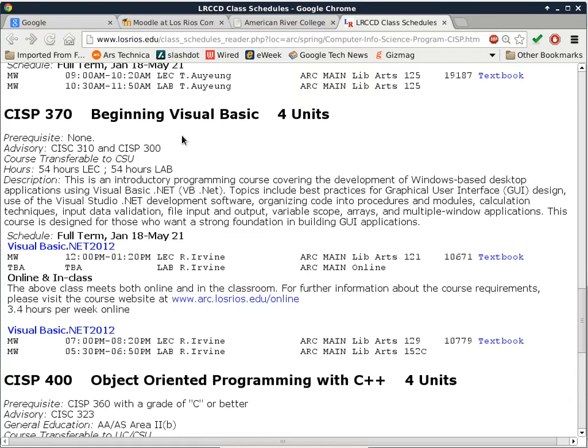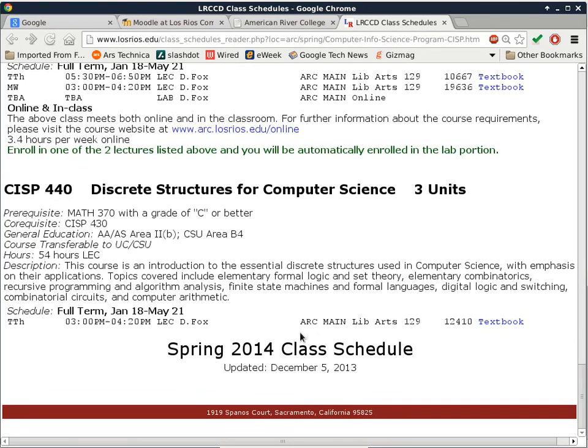Any other questions? Looks like you have a question. Yeah, go ahead. I know someone who took CISP 440. That's discrete mathematics, right? Yeah. He took it in LA. He has no other prereq, like he doesn't have 300 or 360. Is that considered a prereq for any of the other classes?